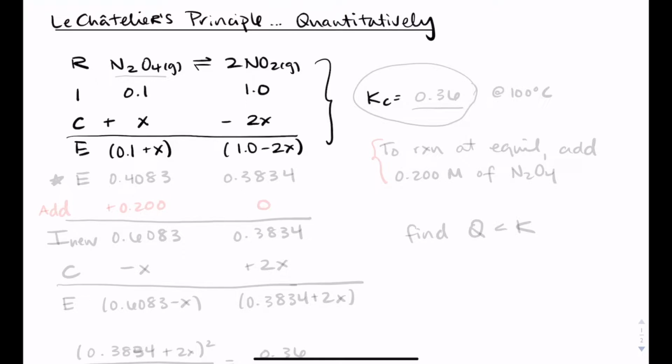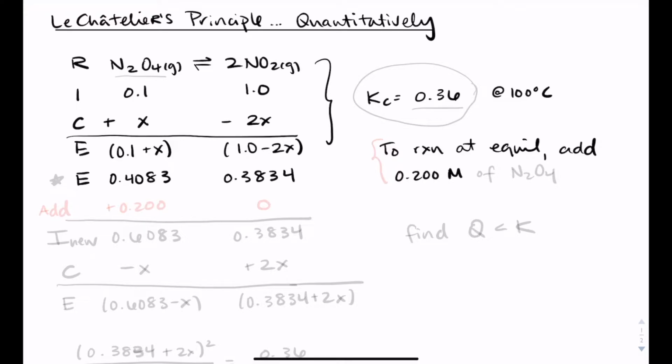I'm going to start with absolutely everything from the problem that we ended with, which was that I had 0.1 and 0.1, I got to equilibrium, and I got my equilibrium concentrations of 0.4083 and 0.3834. And I know that my equilibrium constant is 0.36 at 100 degrees. So this is exactly where I'm starting. I have equilibrium concentrations, I have a reaction, I have an equilibrium constant.